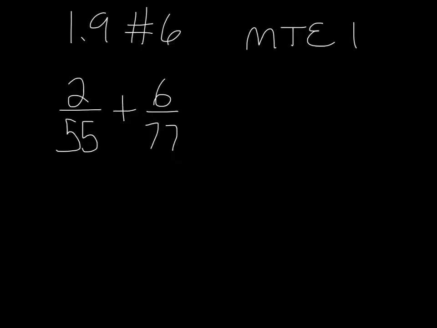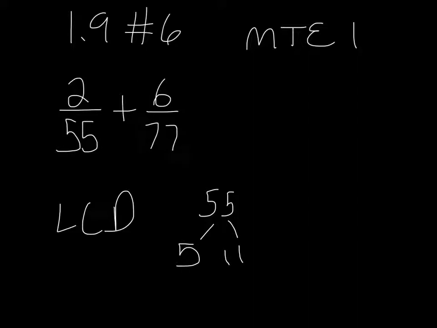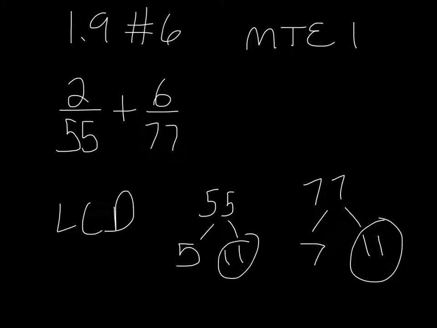We're doing problem 1.9, number 6, which is 2 over 55 plus 6 over 77. Our first task is to find the LCD. So if we look at the breakdown of 55, it's 5 times 11. That's its prime factors. And 77 is 7 times 11. Well, since they both have a common factor of 11, we only count that once.